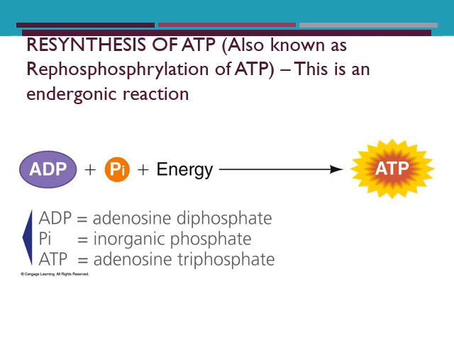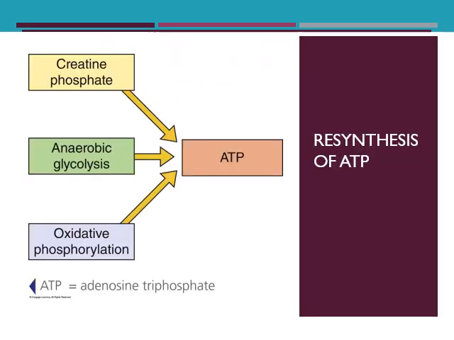The human body can rephosphorylate ATP, or add energy back to ADP, by adding an inorganic phosphate and energy. This is an endergonic reaction because energy is stored, and is called rephosphorylation because a phosphorus molecule is added to ADP. ATP can be replenished in the body using three different energy systems we'll discuss in chapter 3. They include creatine phosphate, anaerobic glycolysis, and oxidative phosphorylation.